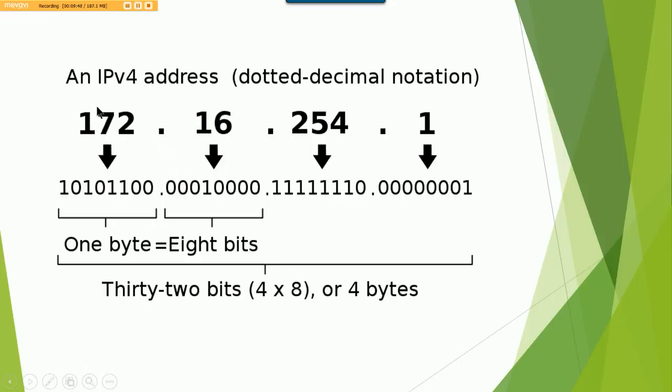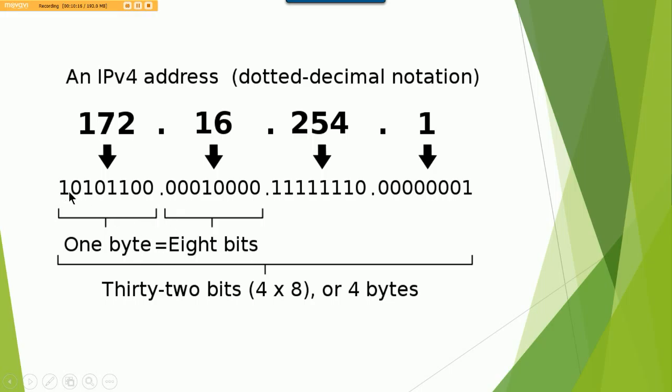And here's an example of an IP address written out in the dotted decimal notation. So this is decimal dot decimal dot decimal dot decimal. This address is 172.16.254.1 in decimal, and here it is in binary.